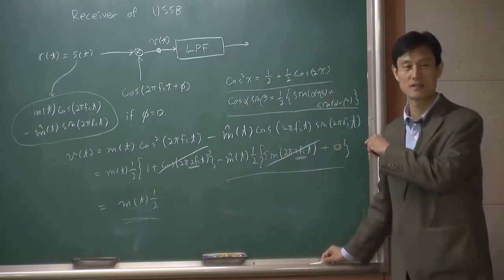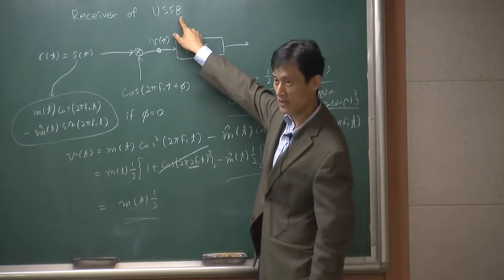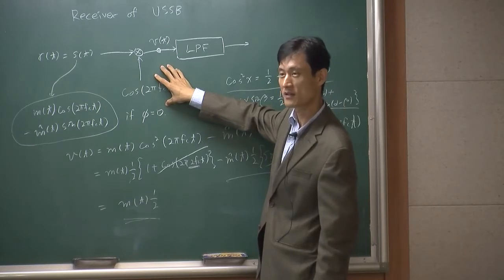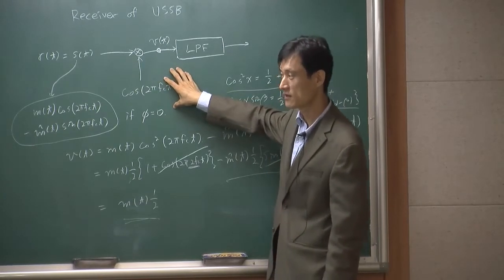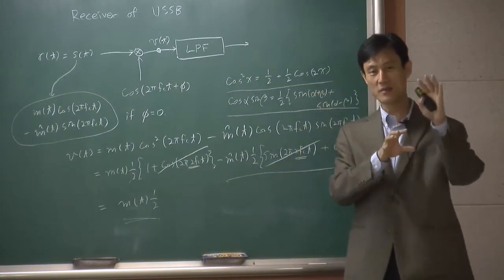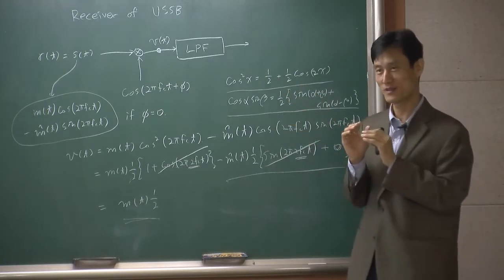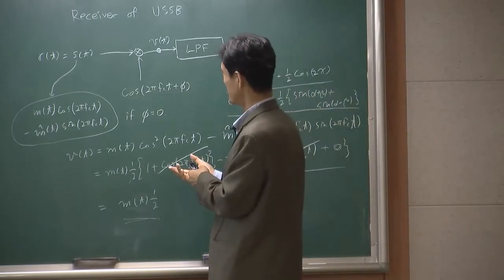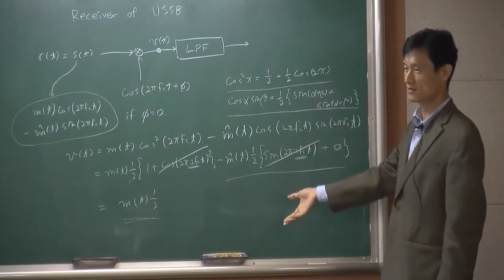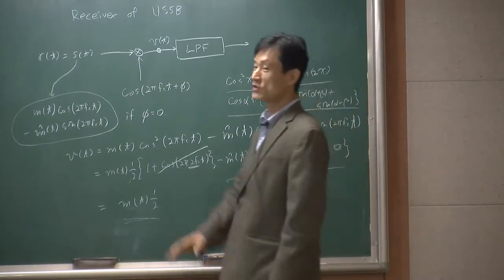So what is the message? What I'm talking about here is that in the upper single sideband case, the receiver is going to be the same as DSB. That's what I'm trying to say. So the SSB receiver is the same as the DSB receiver. That's the message here, and you can prove that with all these equations. It's a very simple way to do it. So no difference in the receiver.